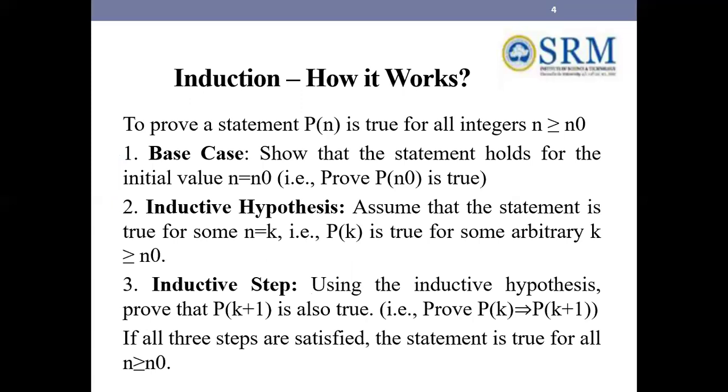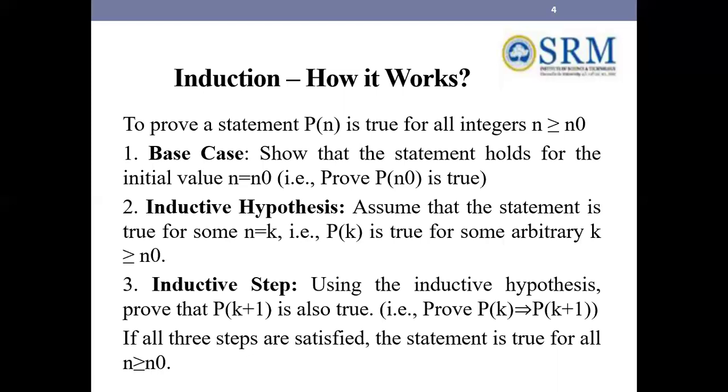Then how does it work? To prove the statement P of n, the statement can be anything. It can be a recursive algorithm or iterative statement, for loop, while loop, or any mathematical formula, matrix multiplication, any formula we can prove, that can be taken as a statement P of n. N is the input size, which is true for all integers n greater than or equal to n naught. N naught is the minimum number of inputs for a particular algorithm, and n is the number of inputs, which is greater than or equal to n naught, the minimum number of inputs.